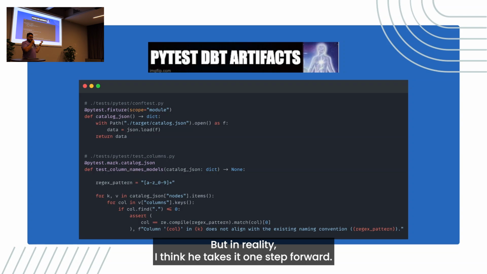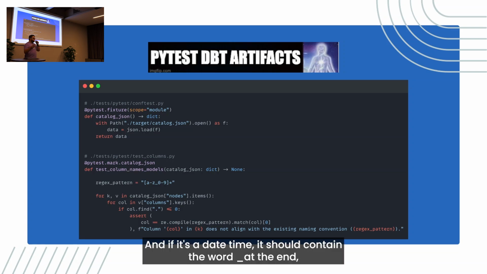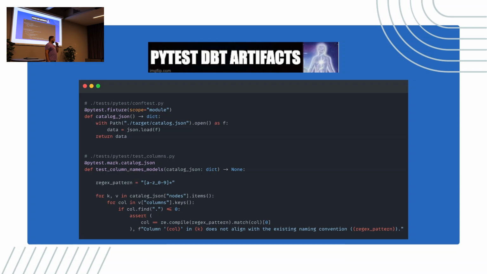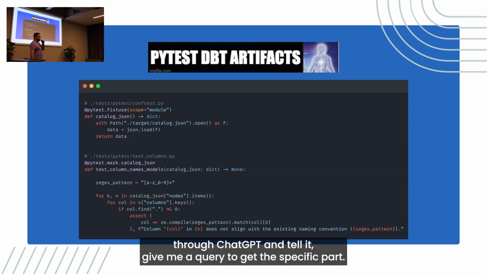But in reality, I think it takes it one step forward. Like, if the column is type date, it should contain the word date, underscore, at the end of the name. And if it's a datetime, it should contain the word time at the end. Which is a level of strictness that you can actually do if you're really good at parsing stuff with JSON, or if you pass the JSON to ChatGPT and tell it, give me a query to get this specific part.